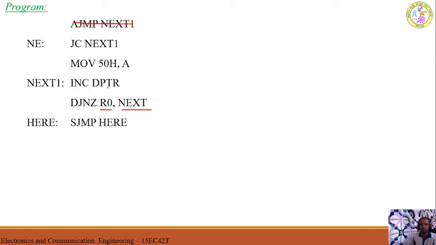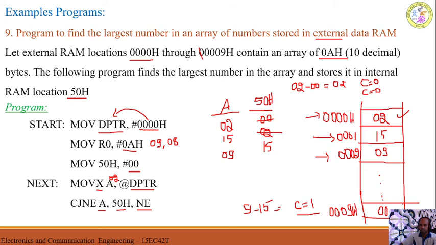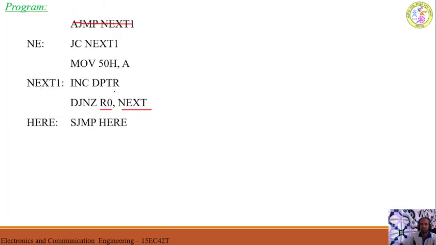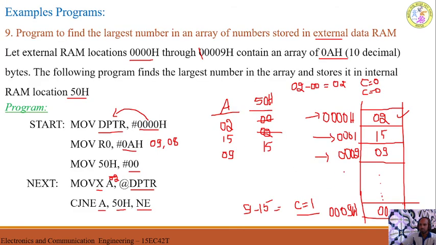It means that whenever there is a carry, we should not exchange, we should not store this here. It means that the data already in the 50H memory location is larger than the data present in the accumulator. Therefore simply increment the DPTR. Now DPTR is pointing to the next memory location.